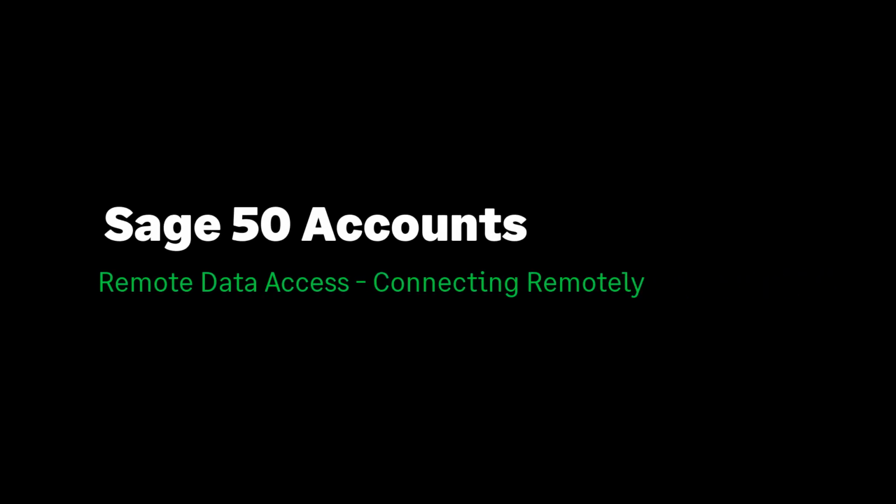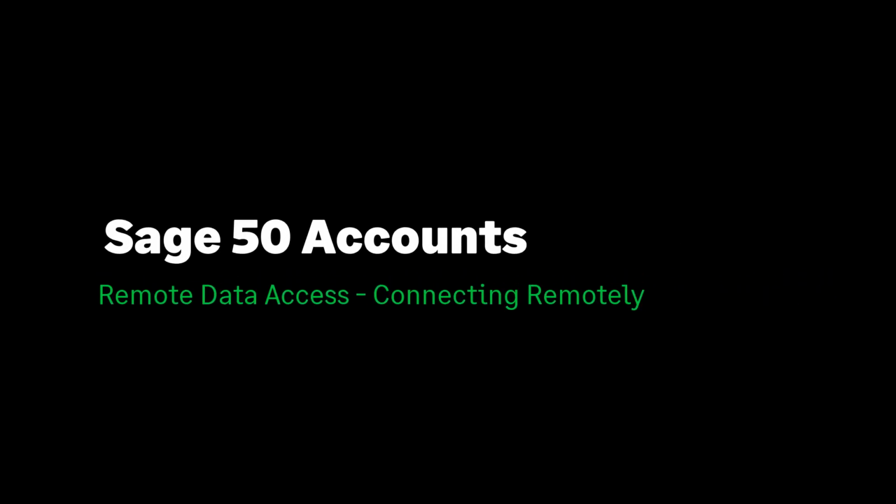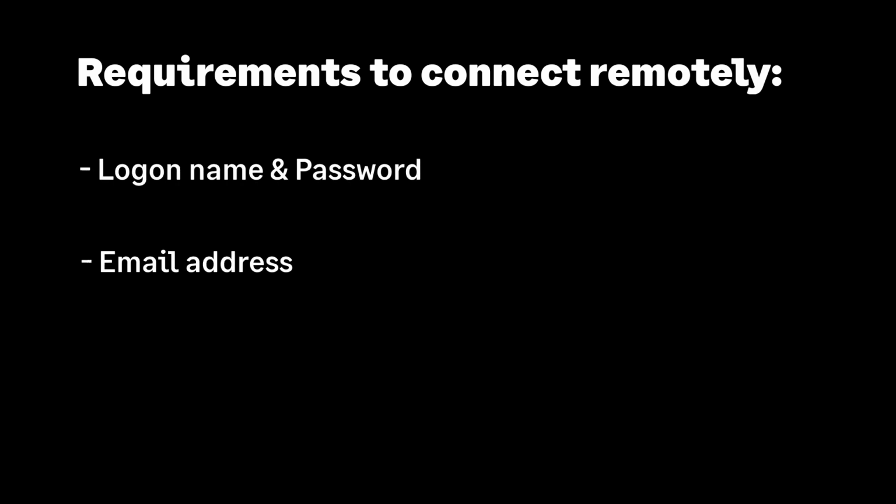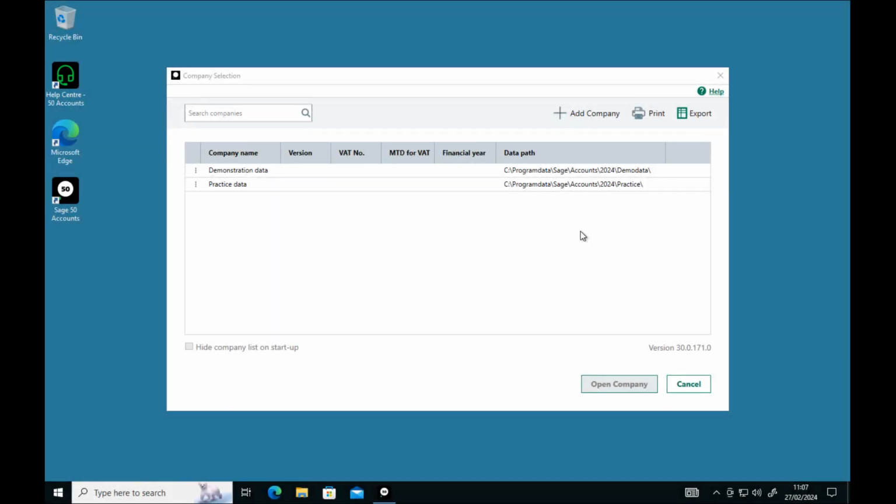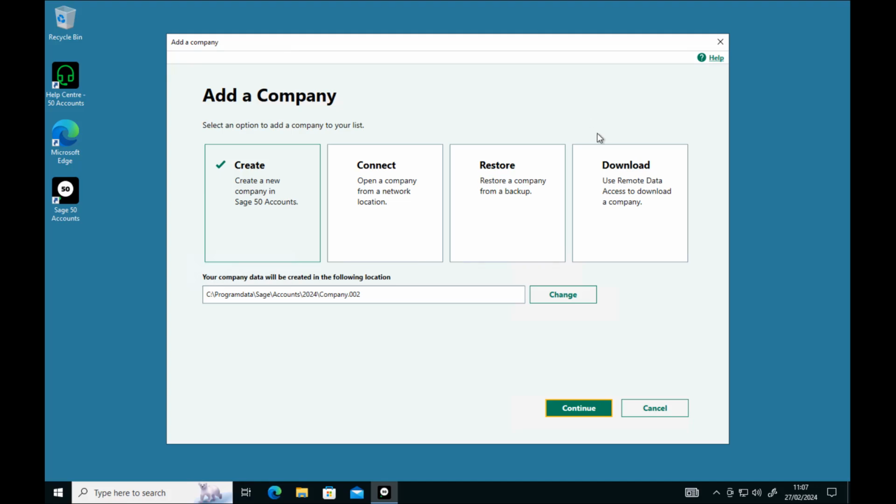We'll now demonstrate how to connect to Sage 50 accounts using remote data access. Before attempting to connect to your data remotely, ensure you have the relevant information to hand. You'll need your user logon name and password, the email address that has been applied to your user record, and the encryption passphrase. To connect remotely, open Sage 50 accounts and then click Add Company. Next, you'll see 4 setup options. Click Download.